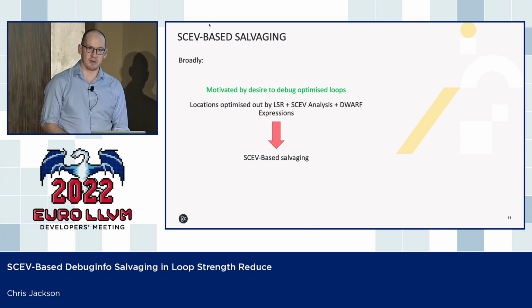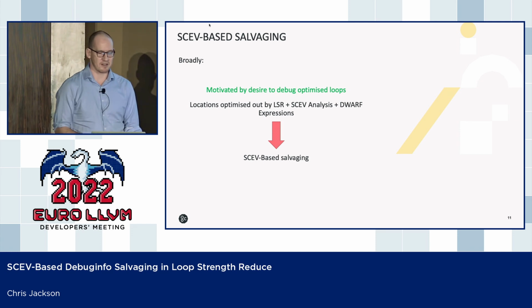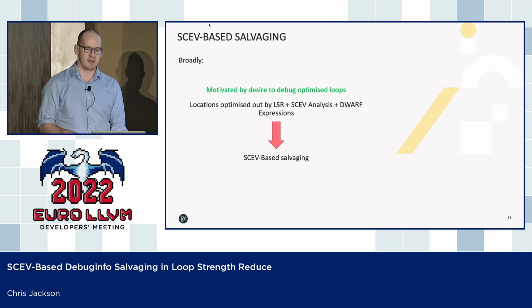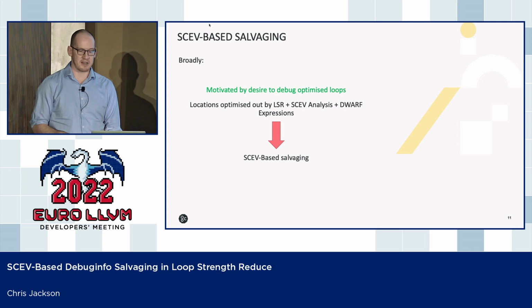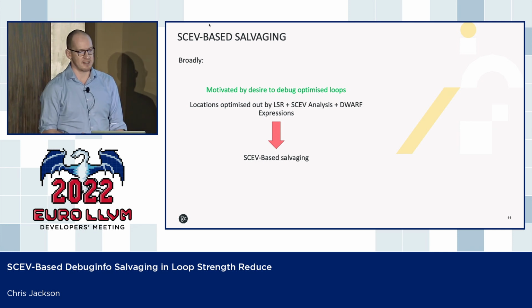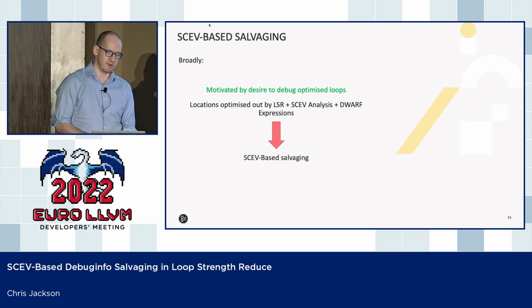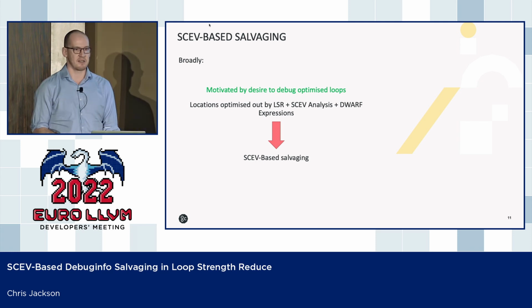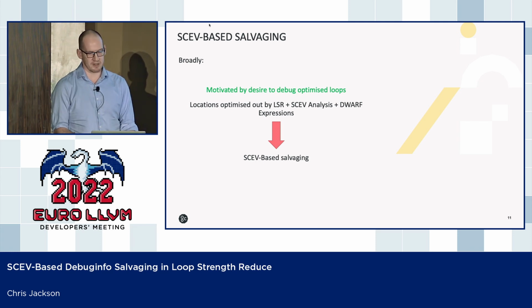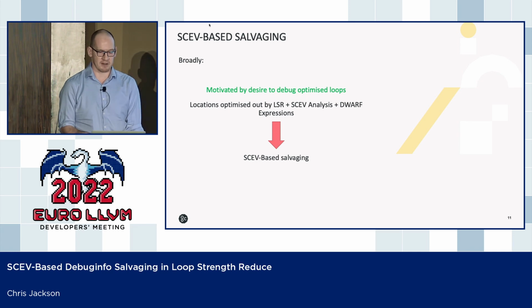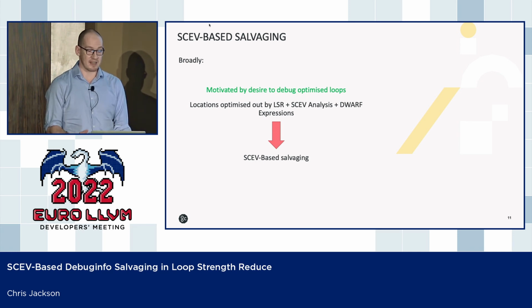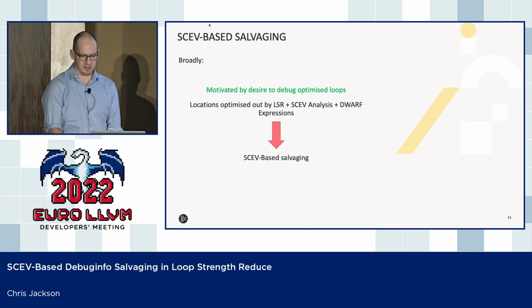We want to be able to debug inside loops of optimized code, but LSR optimizes out some locations on which debuginfo is dependent. However, SCEV analysis provides expressions that allow us to reproduce the value of locations in terms of other locations and constants. And DWARF provides a means of performing computations. So we'll combine all these together, use DWARF to recover the debuginfo, and we'll translate SCEV expressions into DWARF expressions.